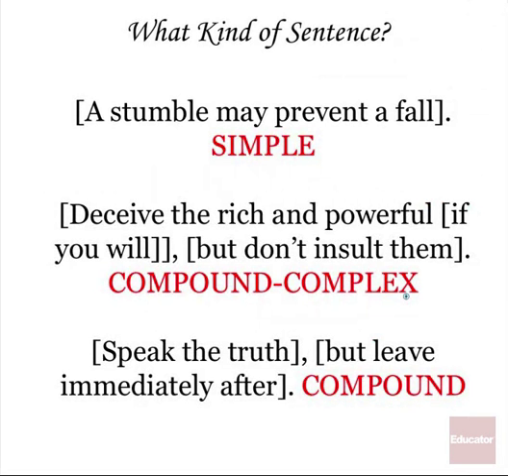And here we are. A stumble may prevent a fall. That's a simple sentence, and the way you can tell is it's got only one clause. One subject, one predicate. It's a single independent clause, so it must be a simple sentence.